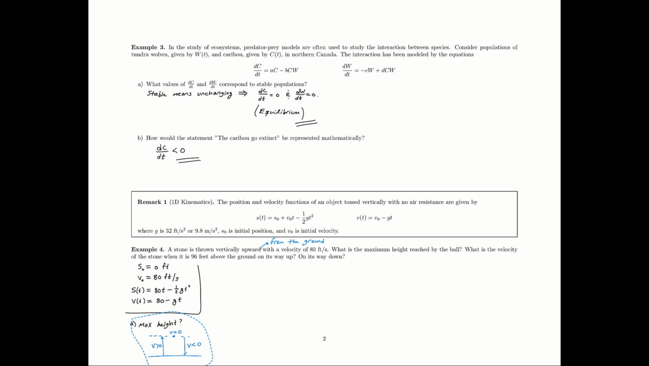So if we do that, we can take the velocity, v, and set it equal to 0. So we have 0 equals 80 minus gt. We can solve for t to get 80 over g. That is the time that the maximum height is achieved. So this is the time in seconds at which the maximum height occurs after being thrown.